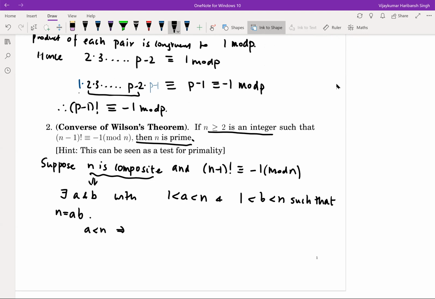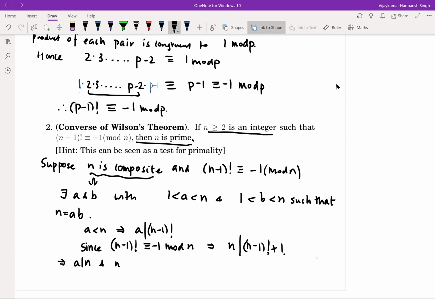Now note that since a is less than n, this implies a divides n minus 1 factorial, because a is one of these numbers from 1 to n minus 1, right? Also note that since n minus 1 factorial is congruent to minus 1 mod n, this implies n divides n minus 1 factorial plus 1. So we have a divides n, and n divides n minus 1 factorial plus 1, which implies by transitivity of division that a divides n minus 1 factorial plus 1.